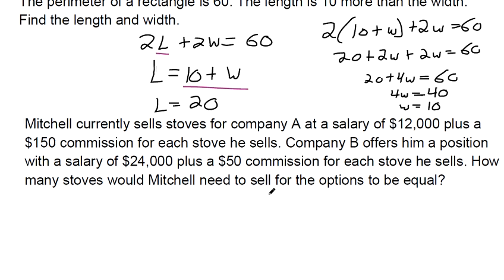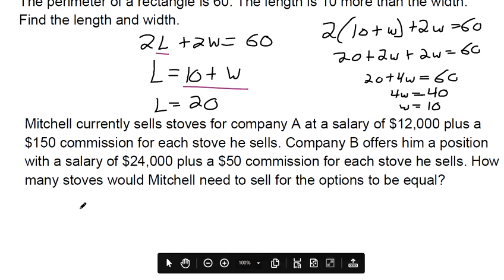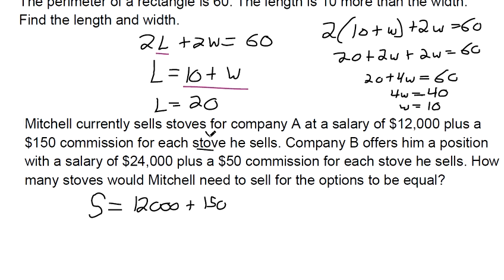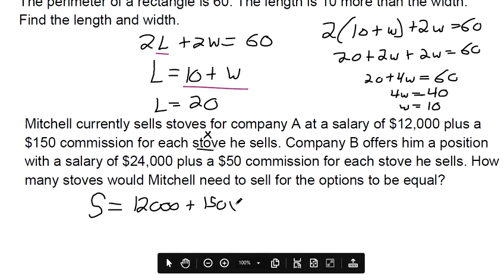Mitchell currently sells stoves for Company A at a salary of $12,000 plus a $150 commission for each stove he sells. So here I've got an equation going, and my S's aren't so good. The salary is $12,000 plus $150 for every stove. Let's call that X. X is the number of stoves.